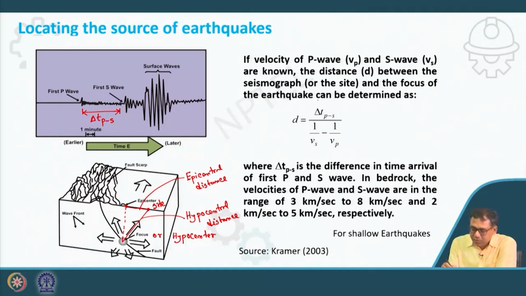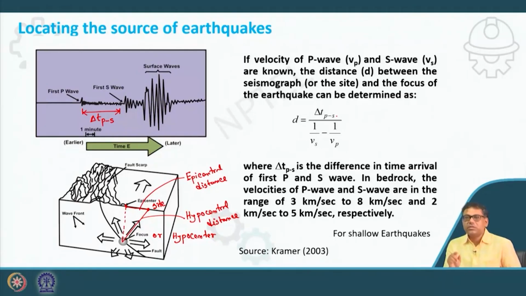So if I know del Tps, the arrival time difference, and the velocities of the S wave and P wave, I can determine d. Now the question is, if I know the velocities of the P wave and S wave, the waves have to pass through a particular layer of the earth, because there the velocity is constant. If it is passing through the crust, then the velocity of the P wave is 6 km per second and the velocity of the S wave is roughly 3 km per second. So that we know.